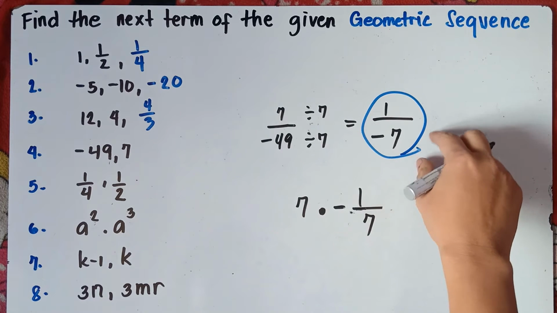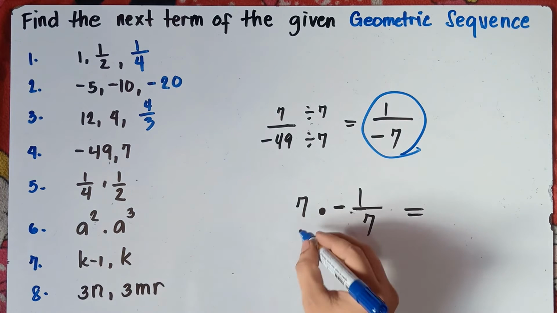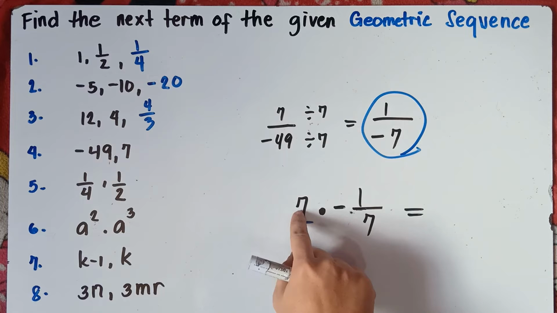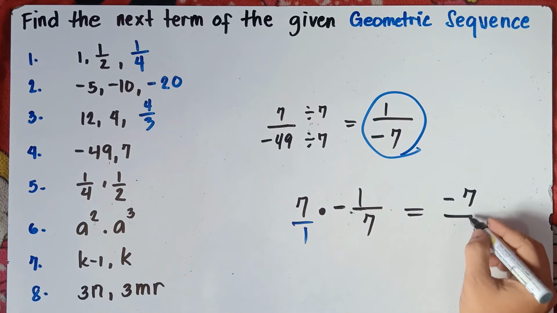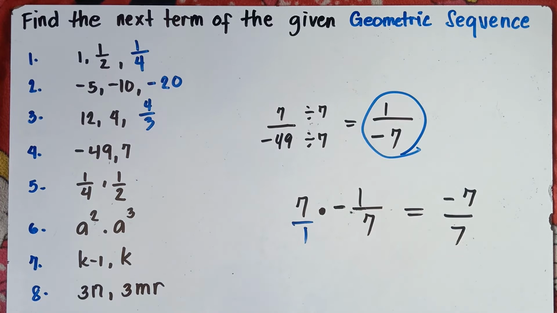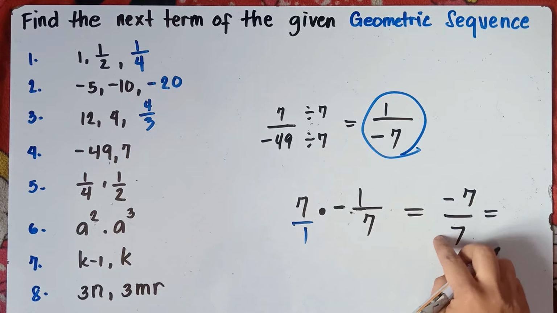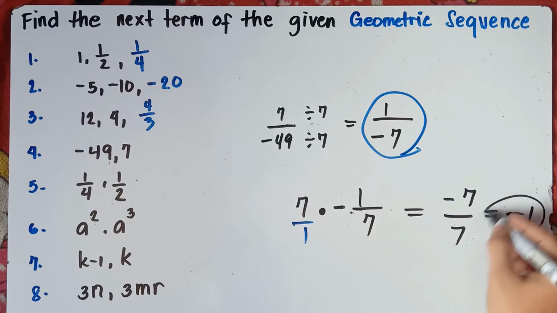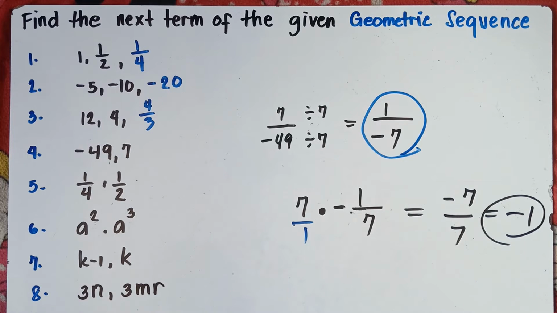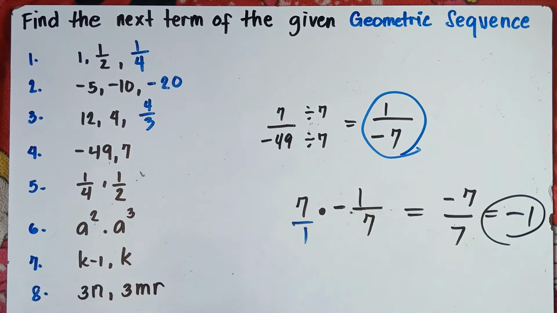So once you get the common ratio, you can simply multiply. So this will be understood that there's 1 here. So 7 times negative 1, that's negative 7. 1 times 7 is 7. Alright, and then negative 7 divided by 7. So negative divided by positive is negative. 7 divided by 7 is 1. So negative 1 will be the next number, class. Alright, so this will be negative 1.